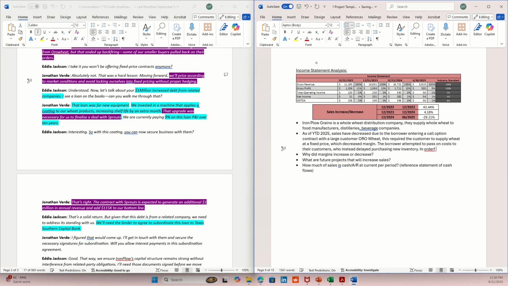Now I wrote that down, right? Sales decreased due to the borrower entering into a call option with Oro Wheat. This required the customer to supply wheat at a fixed price with decreased margin. The borrower attempted to pass on costs to their other customers, who instead delayed purchasing new inventory. To avoid this mistake in the future, it will no longer offer fixed terms.